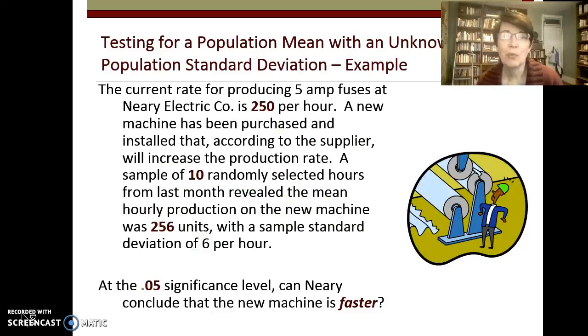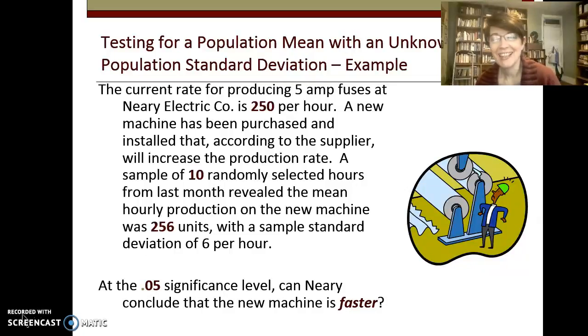Okay, here's one more. Let's see how we set this one up. Here we have a current rate for producing some fuses of 250 per hour. They buy a new machine and install it, and the person that sold them the machine says that this is going to raise their production rates. A sample of 10 randomly selected hours from the last month revealed that the mean hourly production on the new machine is 256 units. Sounds like it works.